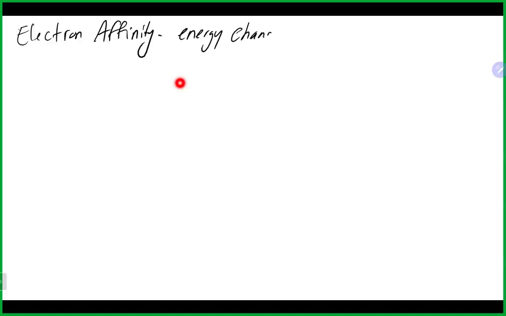Another couple of trends that's important is electron affinity. Electron affinity is the energy change when an atom gains an electron. So just like ionization energy is associated with cations being formed, when things gain electrons, they become negatively charged and they're anions. And we associate electron affinity with anion formation, or negative ions.